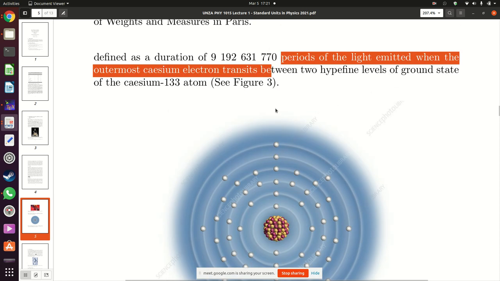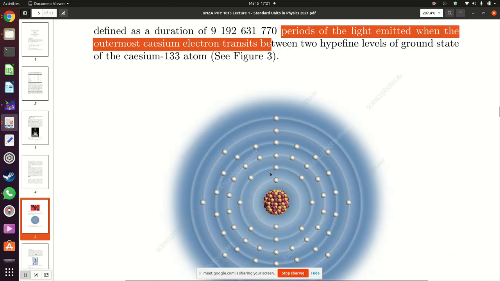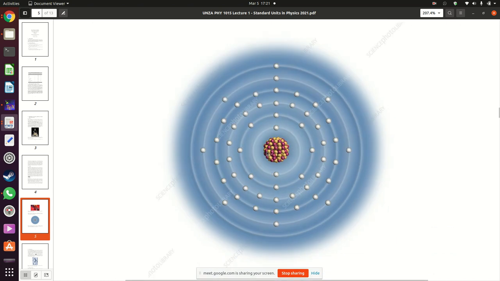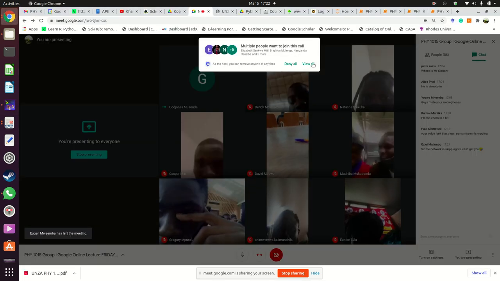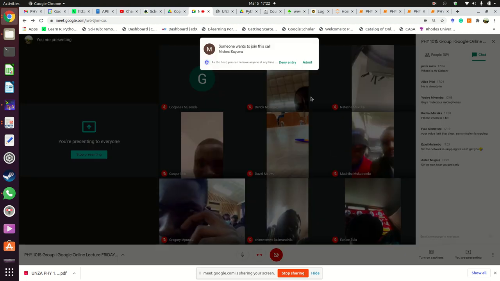So how does this definition of time come in? Well, what you have here is a model of a cesium atom. At the center you've got a nucleus, which is made up of protons and neutrons. And as you can see, there are these lines with these white balls in them. These lines where these white balls are, those are what we call electron shells or energy levels. In the first shell, there are only two electrons. The second shell has about 8. I think the third should be 16 or 32, I'm not very sure, but that's beside the point. The point really here is that for an electron to be in a particular shell, it needs to have a certain amount of energy.